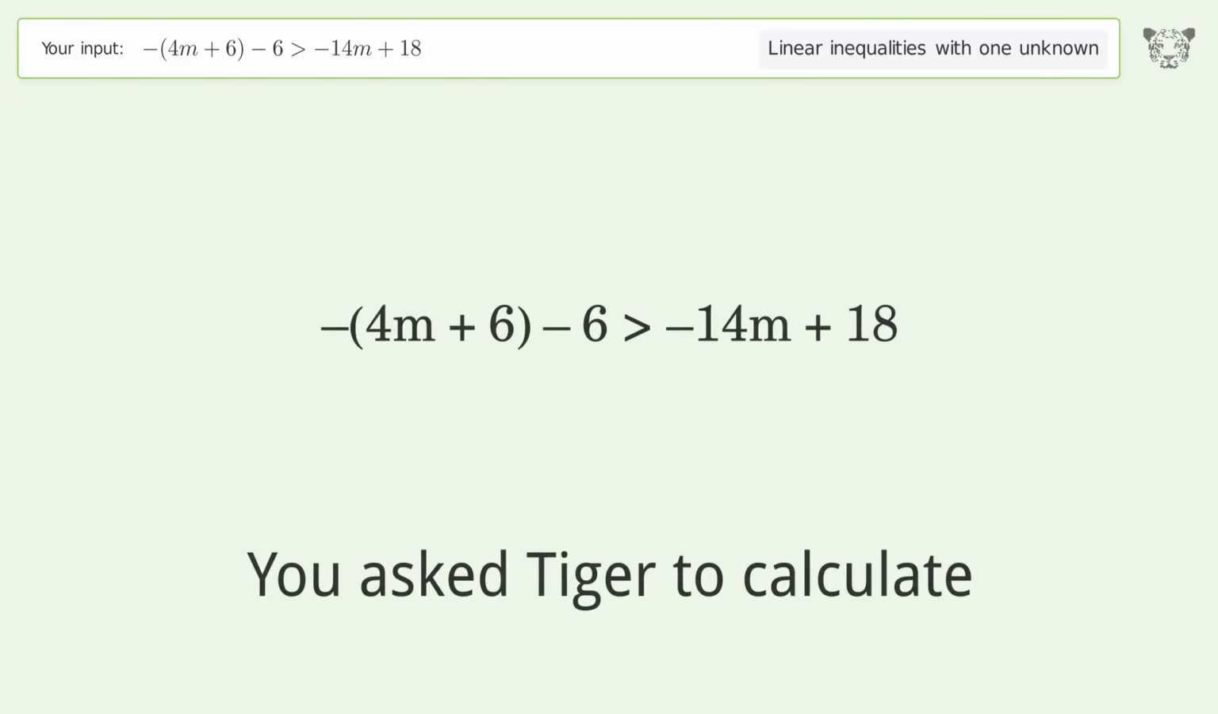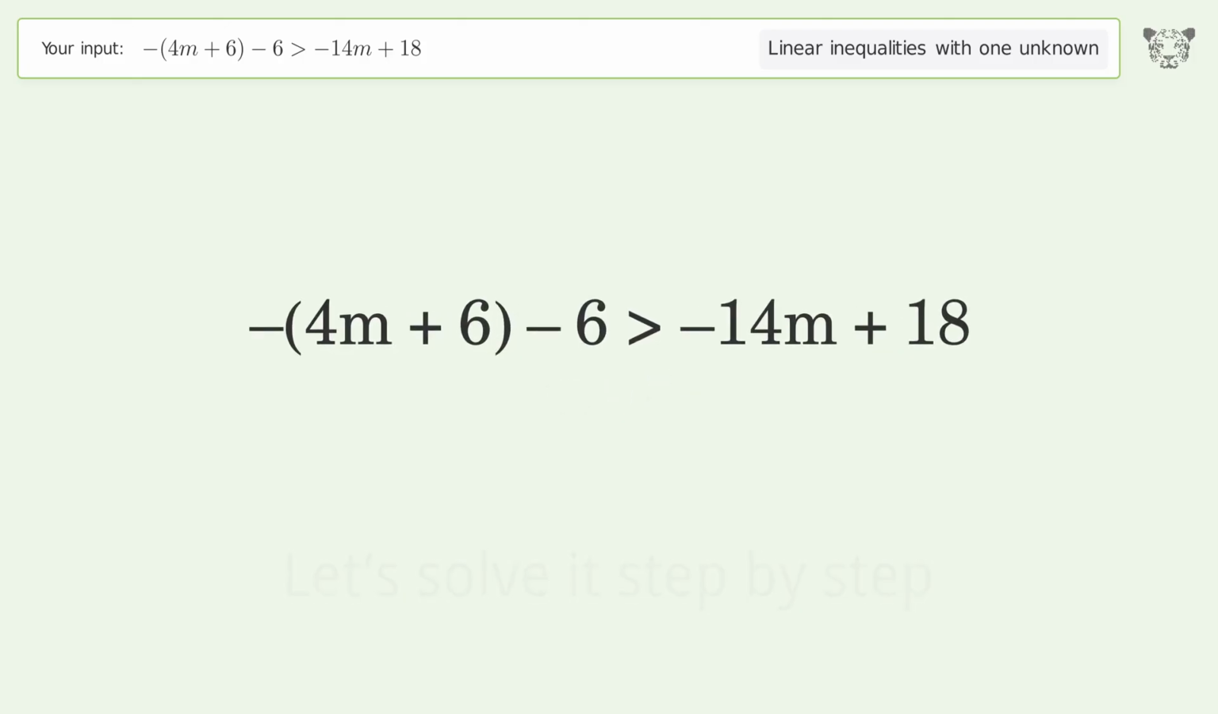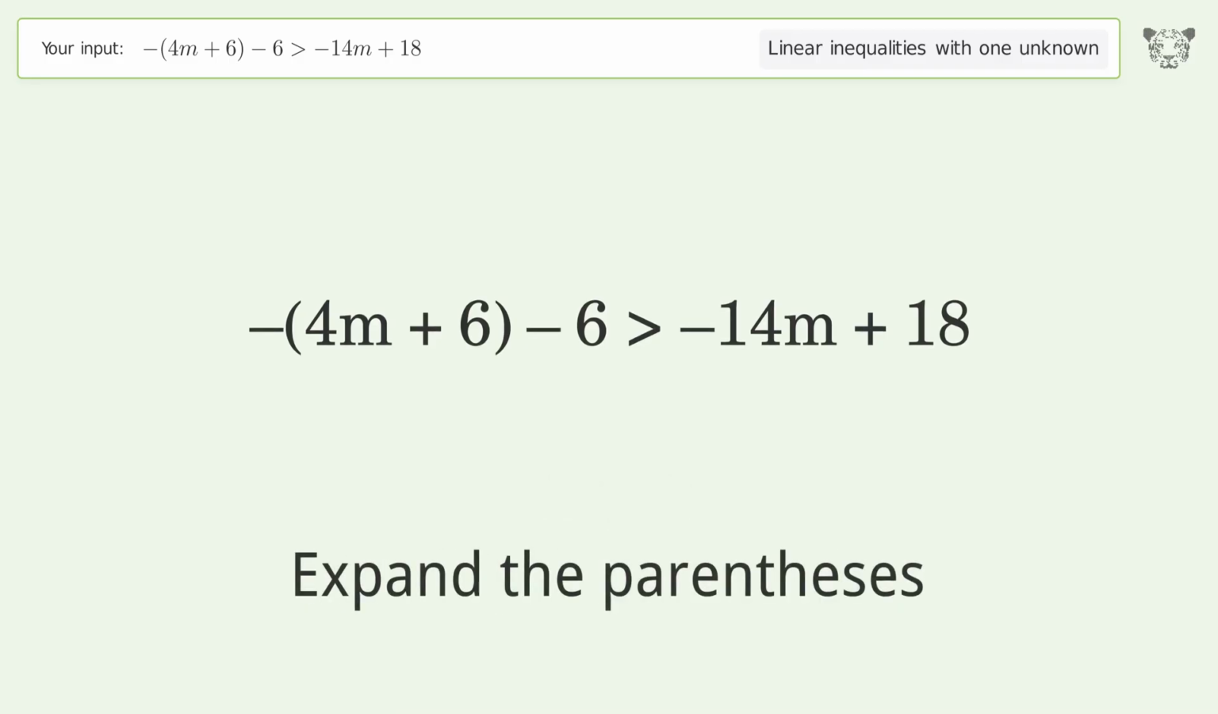You ask Tiger to calculate. This deals with linear inequalities with one unknown. The final result is m greater than 3. Let's solve it step by step. Simplify the expression. Expand the parentheses.